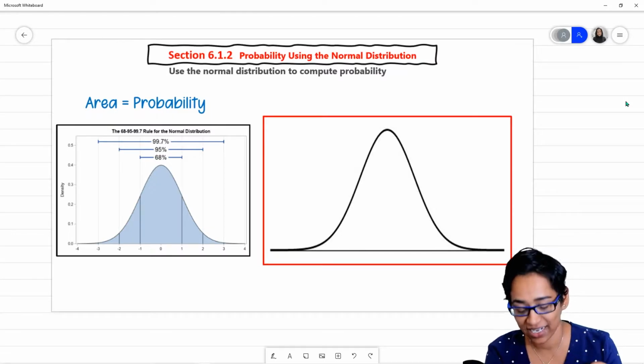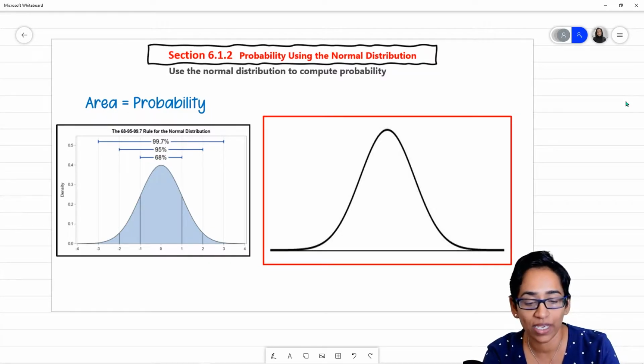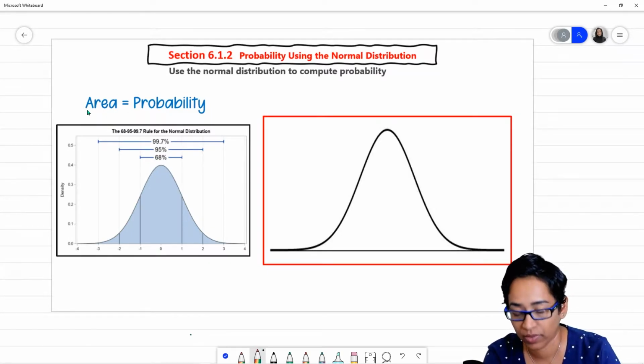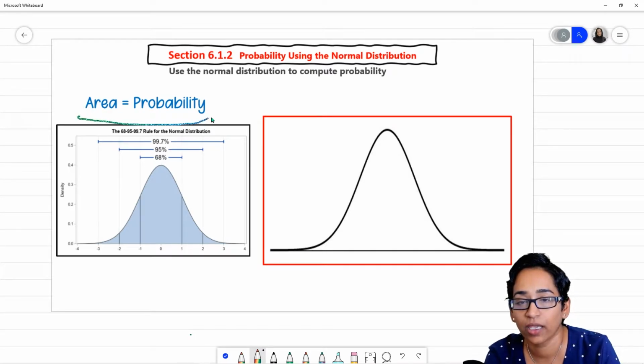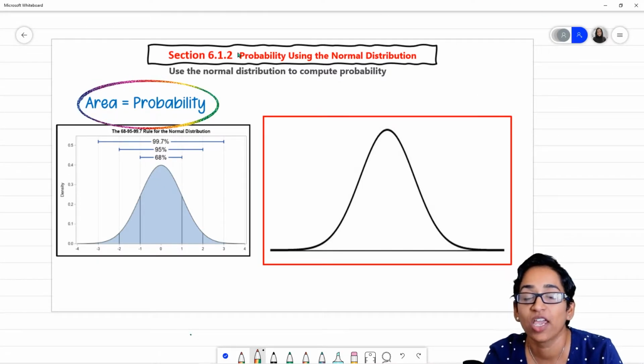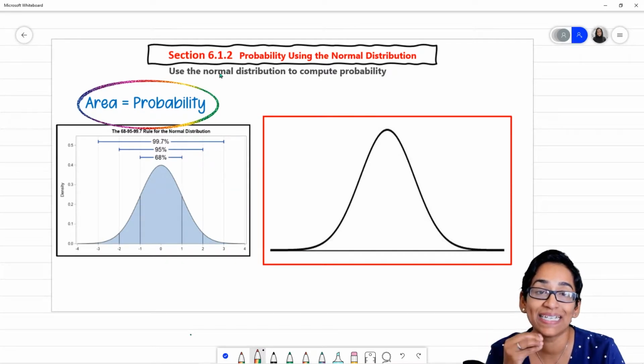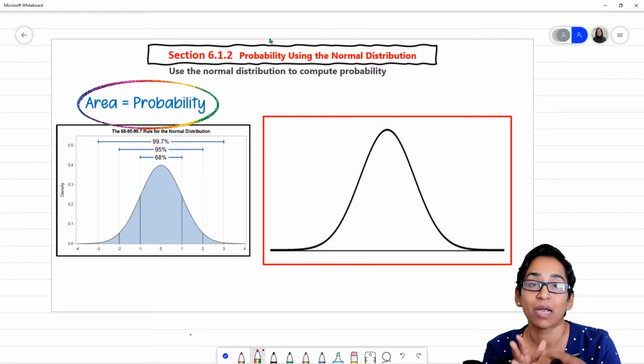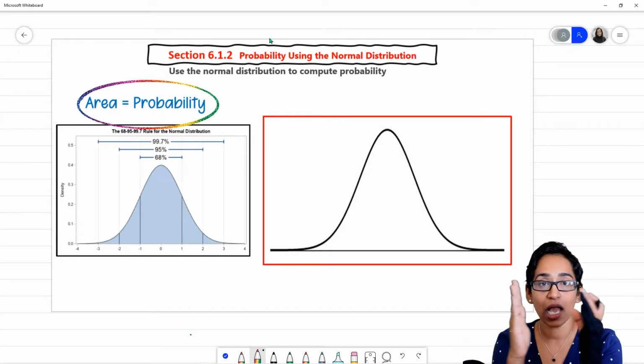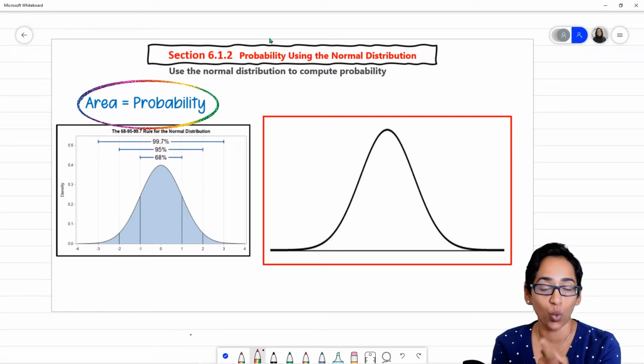All right, so let's go ahead and take a look at this one. A quick recap. Area is nothing but your probability. If you're trying to find area under the curve, you're trying to find the probability, because keep in mind the probability density function: when I add all my probabilities, I end up with a 1.